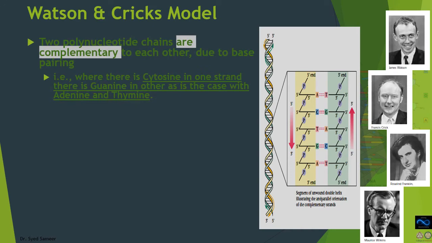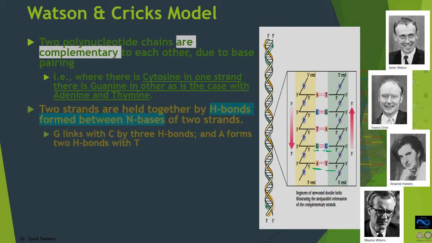Furthermore, the two polynucleotide chains are complementary to each other. That means wherever adenine is present in one strand, in the opposite strand it will be thymine, and wherever there is guanine in one strand, in the opposite strand there will be cytosine. So cytosine pairs with guanine and adenine pairs with thymine within this duplex structure. The interactions between adenine and thymine and between guanine and cytosine are hydrogen bond interactions, and these hydrogen bonds hold the two strands of the duplex to each other.